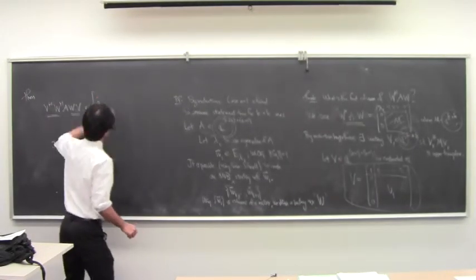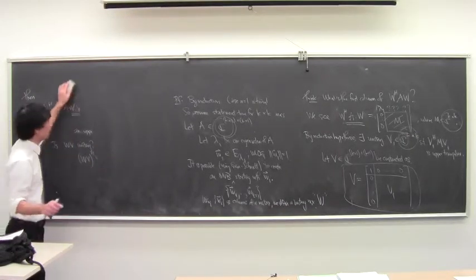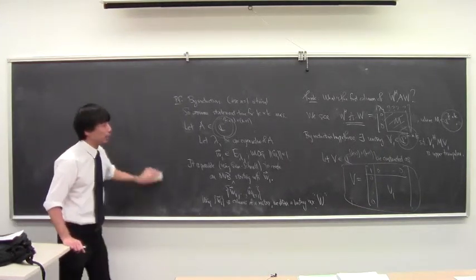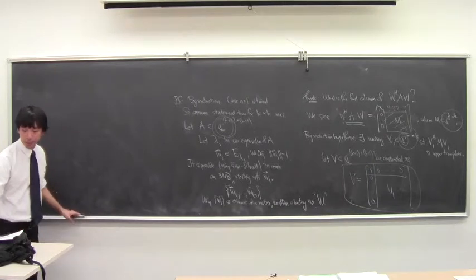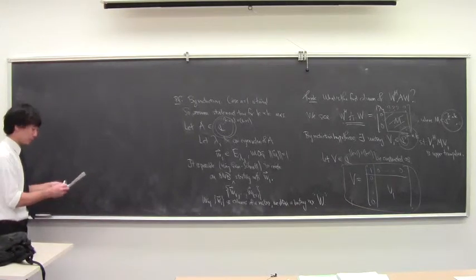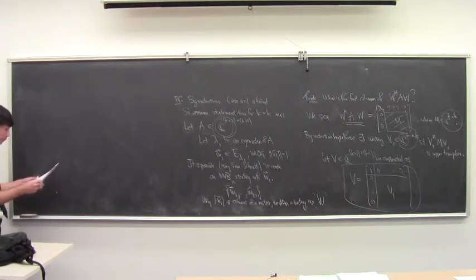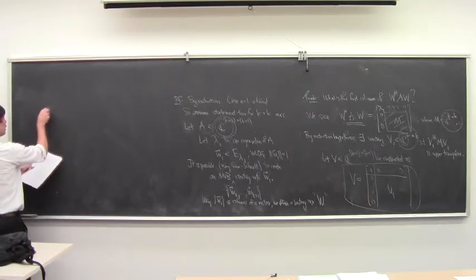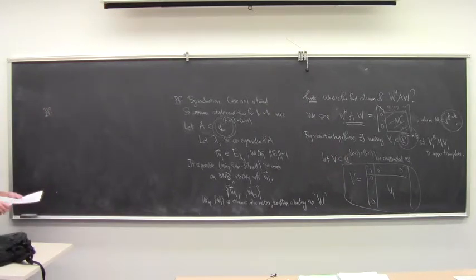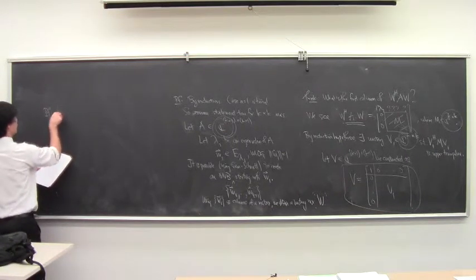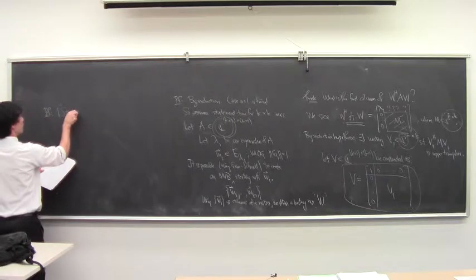Okay. So that gives us Schur's theorem, excuse me. Schur's lemma is something else. And so Schur's theorem actually gives you the proof of the spectral theorem immediately. So, proof of the spectral theorem.